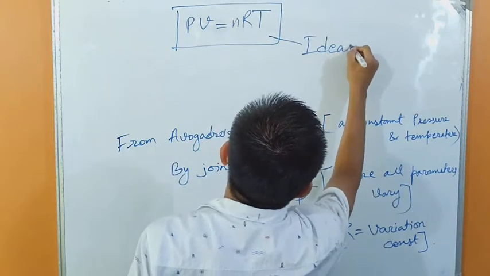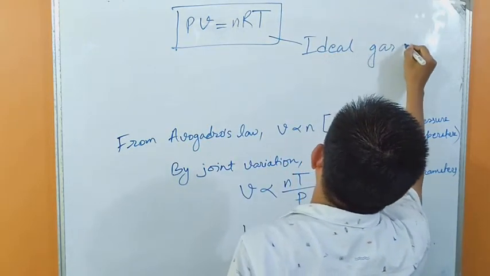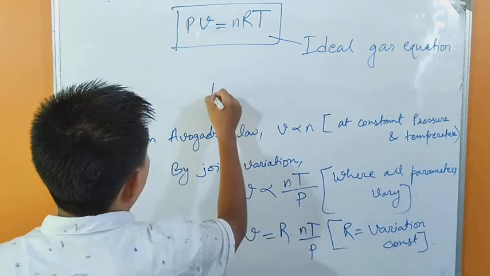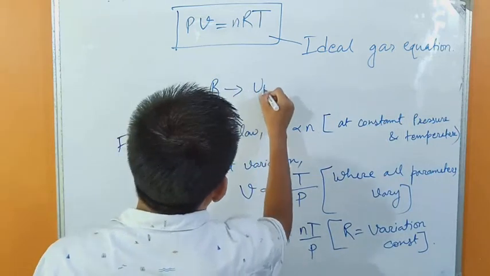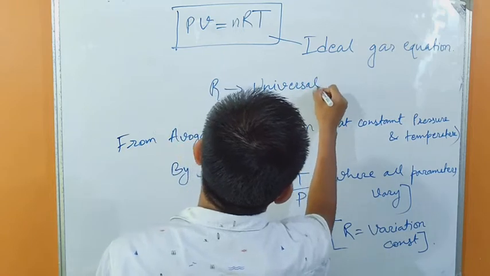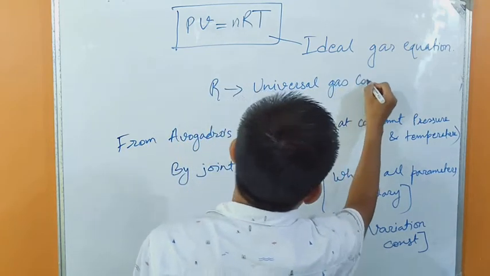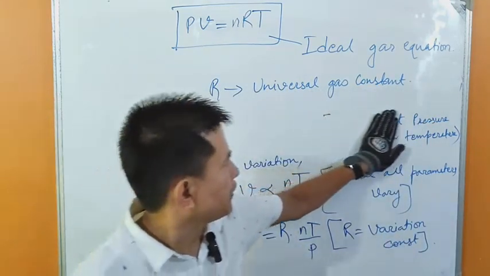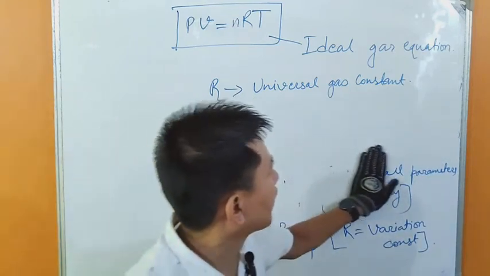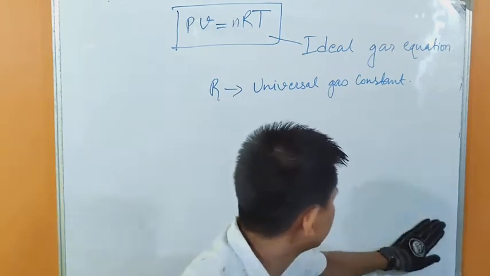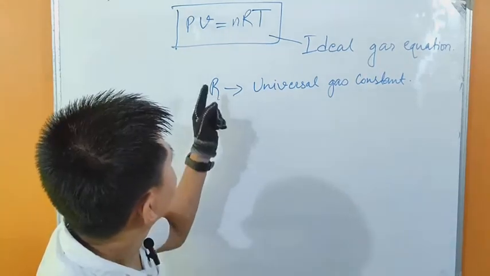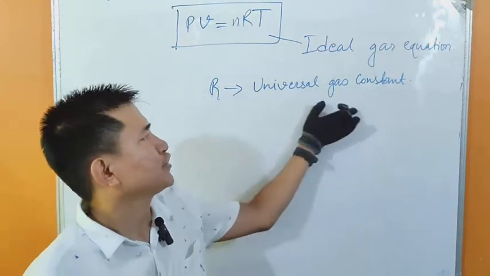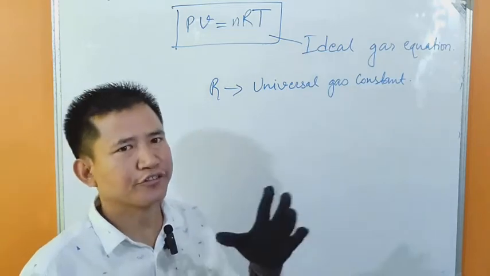This equation is called ideal gas equation, and R is called universal gas constant. Okay, we will deduce the value of R, or we will find the value of R later on, but first let me tell you, PV equal to nRT is the ideal gas equation, and R is universal gas constant.